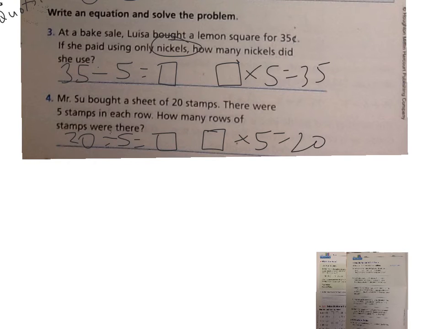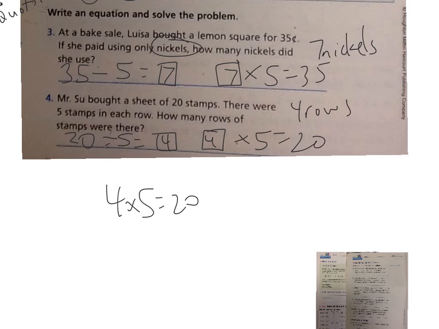Okay, well hopefully you came up with 7. So 7 nickels. And hopefully you came up with 4. So 4 rows. And if you need to check your work, say, okay, 4 rows of 5, does that equal 20? 4 times 5 equals 20? Yes, it does.